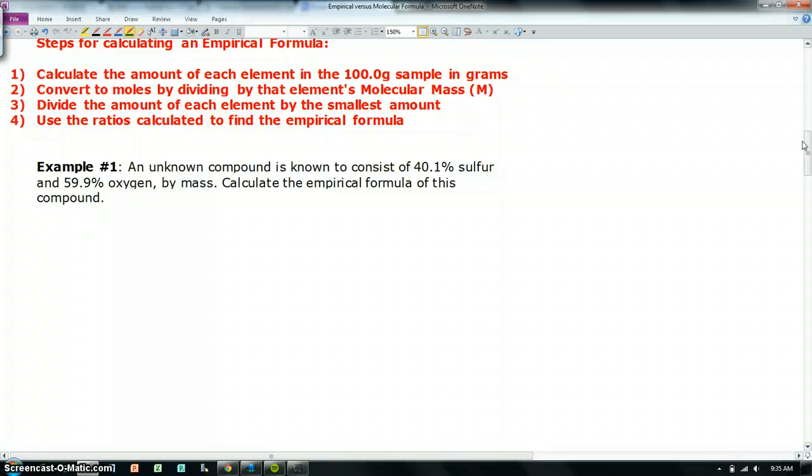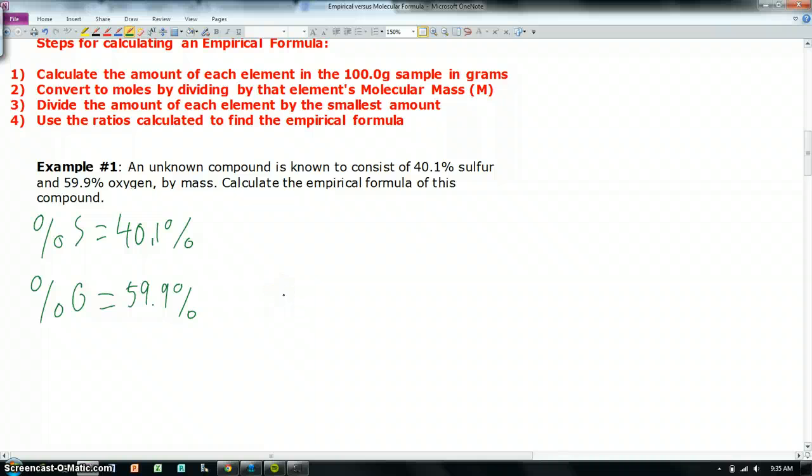Okay, so we have an unknown compound. We know that it has 40% sulfur. So we have a percentage of sulfur is 40.1%. We know the percentage of oxygen is 59.9%. So if we have 100 grams, we can just take these percentages and convert them to grams. Because we have 100%, we have 100 grams. 40% of 100 grams is 40 grams.